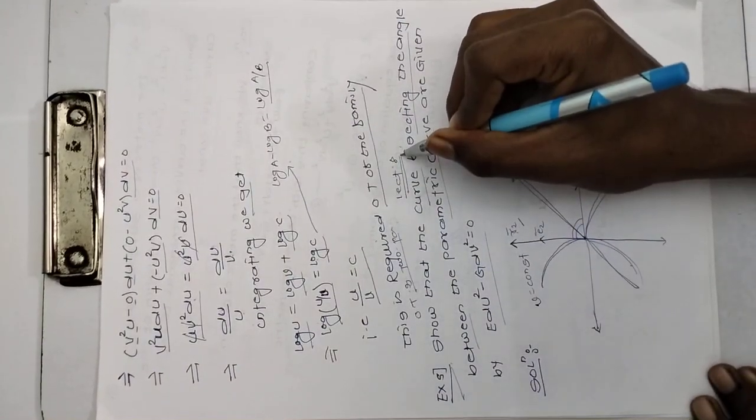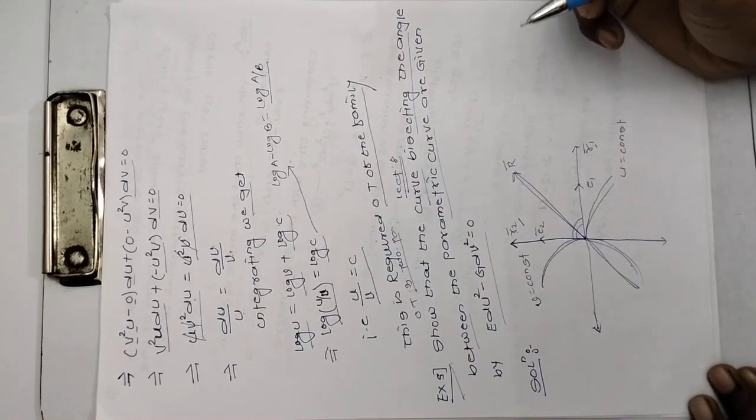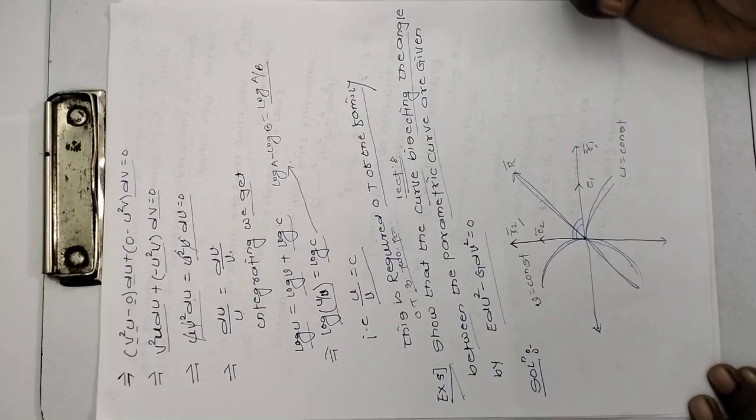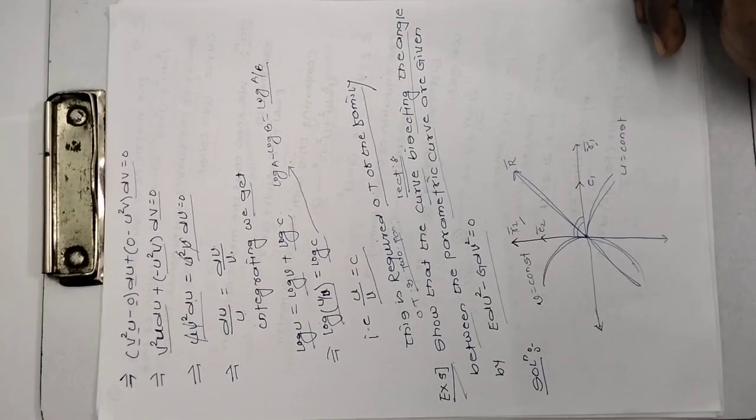Example number 5 depends on orthogonal trajectory. In the last lecture I studied three or four examples. They depend on orthogonal trajectory. We have to follow a similar process. So let's start example number 5.